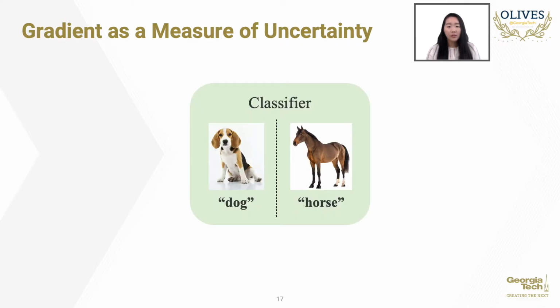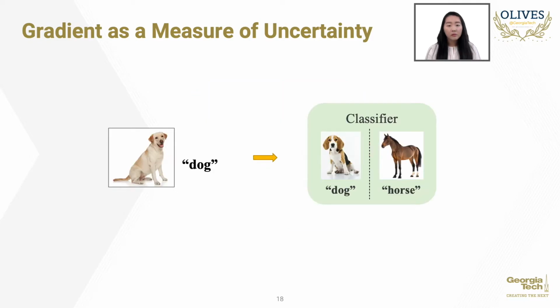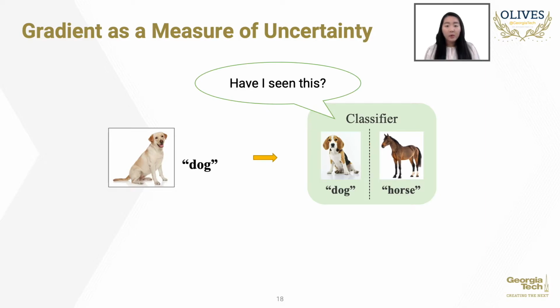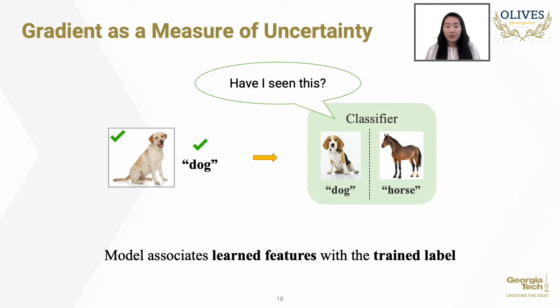So how do we utilize the gradients for this purpose? Let's say there is a classifier trained with these two classes, dog and horse. When the classifier is given an input image and its corresponding label, it asks the question of, have I seen this before? It's seen both the images of dogs and the label dog. So it associates already learned features with the trained label.